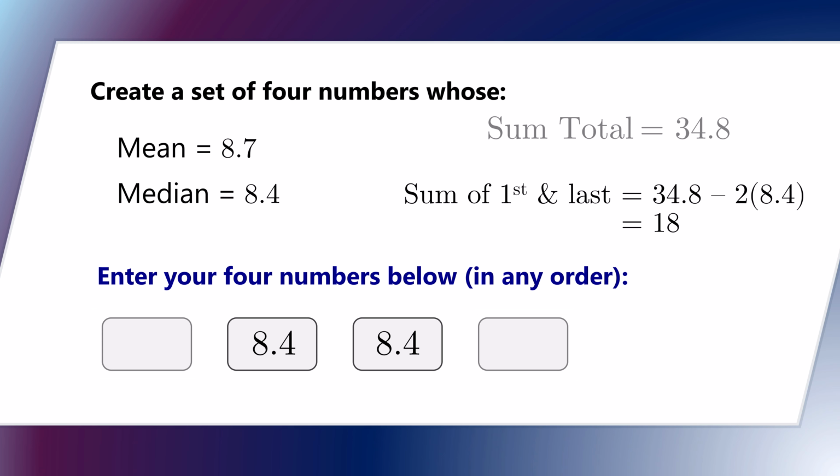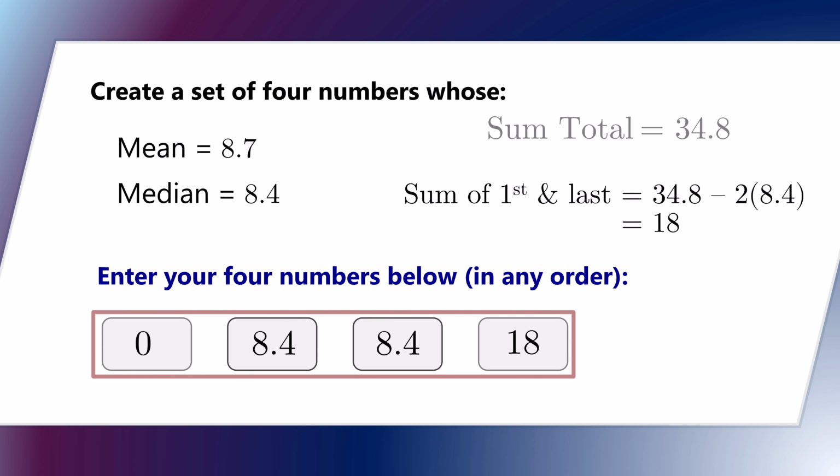Remember, to keep our median at 8.4, the first number cannot be larger than 8.4, and the last number cannot be smaller than 8.4. So let's set the first number to 0. That means the final number must be 18. And there you have it, a mean of 8.7 and a median of 8.4.